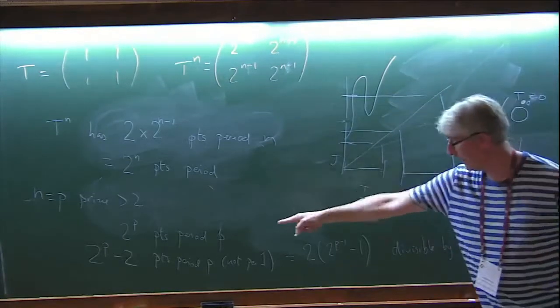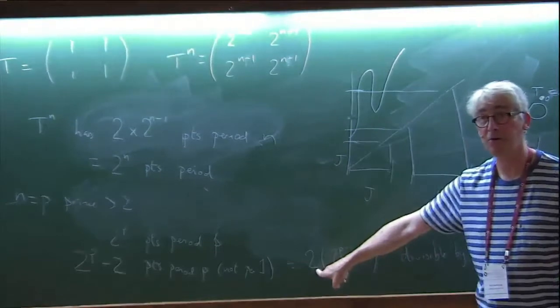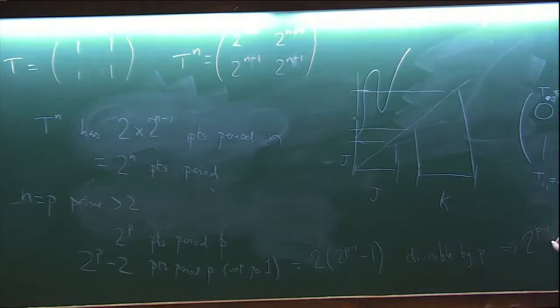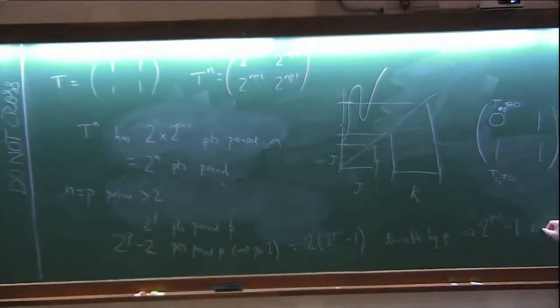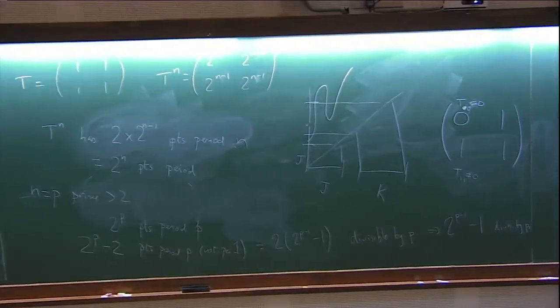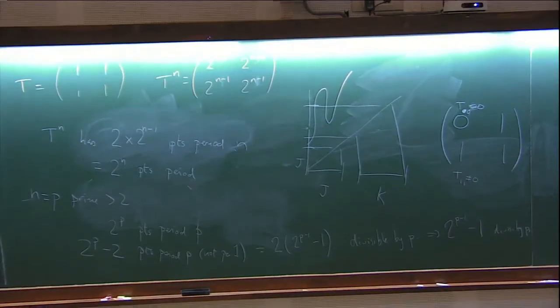But I've said P is a prime bigger than 2, so 2 is not divisible by P. So 2^(P-1) minus 1 is divisible by P. Okay? Which is Fermat's little theorem. So that's a dynamical systems proof of a number theory result. And actually, at the moment, there's quite a lot of interaction between number theory, not quite that basic, but number theory and dynamical systems that's being used to develop ideas in various different ways.